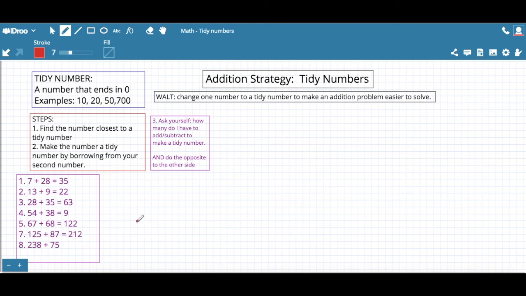Okay? So what we have to do is we make sure we add our place value, add our numbers together, our tens, hundreds, ones, add them all separately. Okay, so our last problem is 238 plus 75. And we are still looking at a number that will end in 0. So we've got 38 and we've got 75. What number is closest to a tidy number? It would be this 38 here.